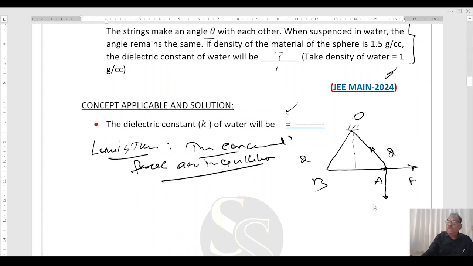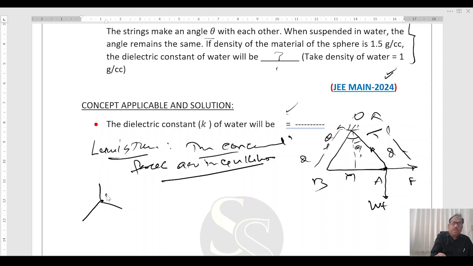In this case, this is weight W, this is tension T. This complete angle is theta, so this will be theta by 2. The length is L, this length is L, this length is L. Right? And this point is M. Now, Lami's theorem is in terms of angle also.